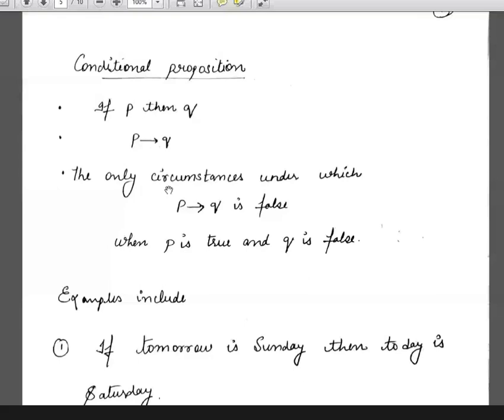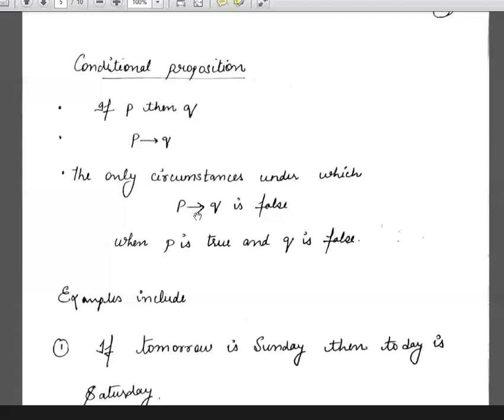And the only circumstance under which P conditional Q is false: there is only one condition, when P is true and Q is false. A conditional proposition is false only if P is true and Q is false.